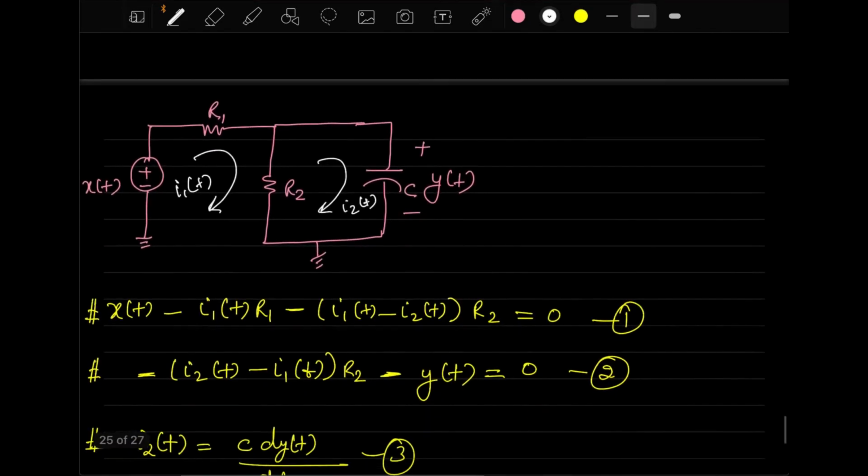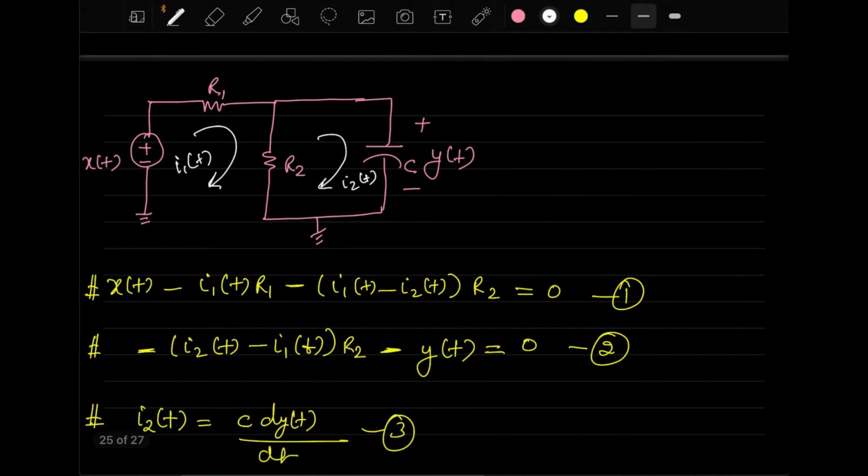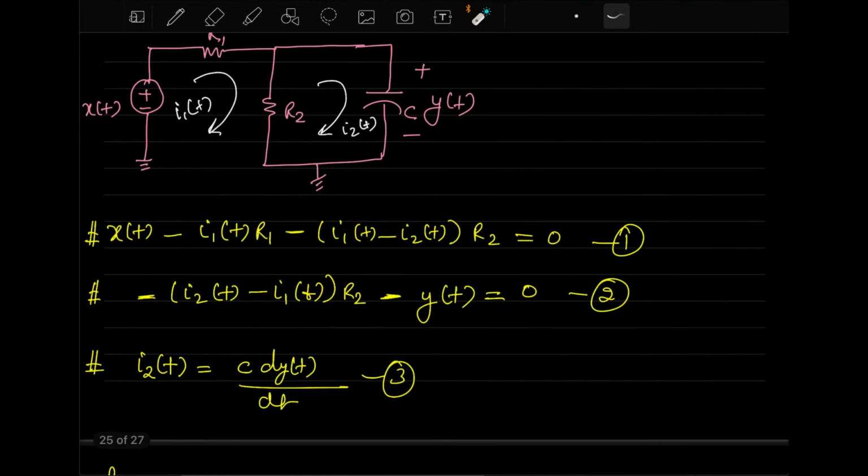If you write KVL in the first situation, that is in this loop, you will get x(t) minus I1(t) R1 minus (I1 minus I2)(t) R2 equals 0. If you do the same for the second loop, you will get this as the second equation. So we have these two equations from two different loops, and you know that I2(t) is related to the current flowing in the capacitor as C dy/dt.